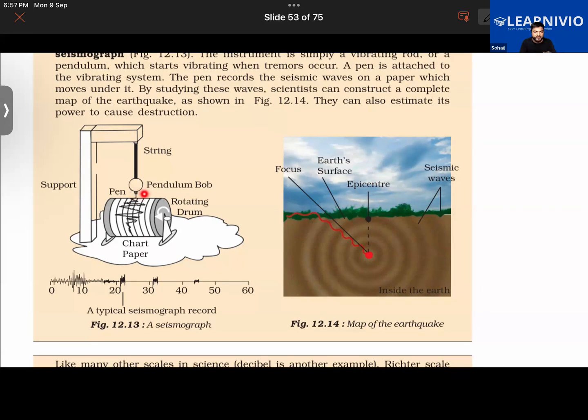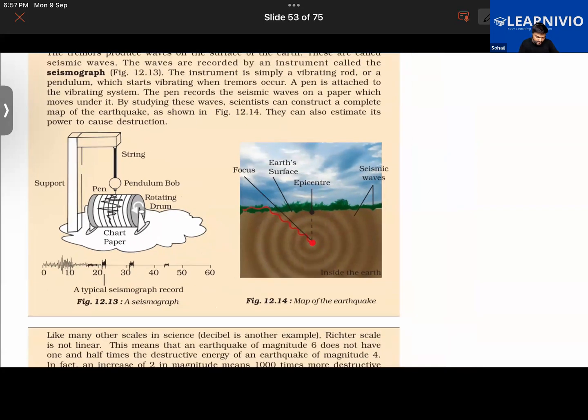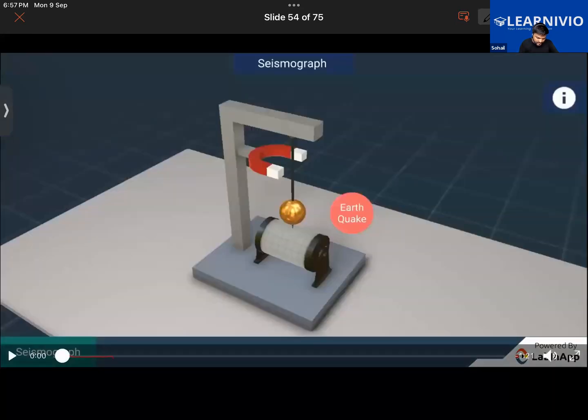So whenever there is an earthquake, the pendulum will be vibrating, thereby the pen will also vibrate, and those vibrations will be drawn on this chart paper. Right now, in the form of waves, you can see those vibrations have been drawn on this chart paper, and scientists will study these waves, and they will then construct a map of the earthquake. And that map will help them determine the magnitude, the power of the earthquake. Are you guys getting this whole thing, how it basically functions? Just have a look at this video.